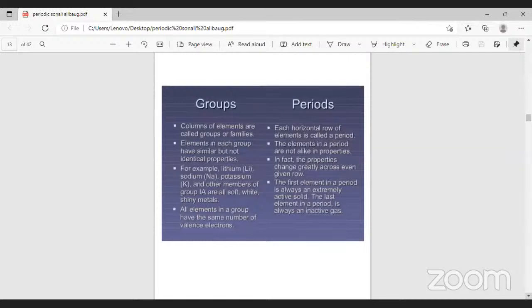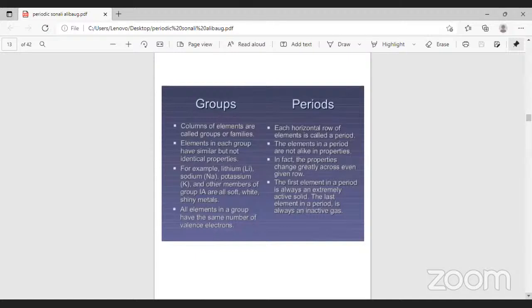So what are those groups? Groups are the columns, which are vertical in nature. Just imagine the periodic table we saw initially. The vertical columns are called groups, and the horizontal rows are called periods. Groups, the columns of elements, are called groups or families. Elements in each group have similar but not identical properties. For example, lithium, sodium, potassium, and other members of group 1A are all soft, white, shiny metals, with the same number of valence electrons.